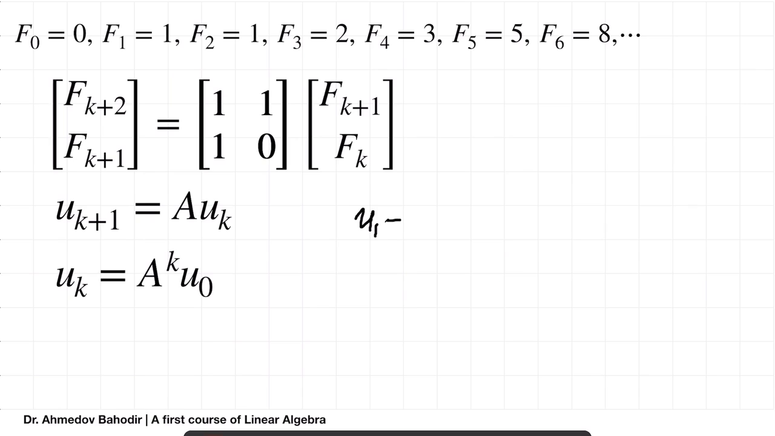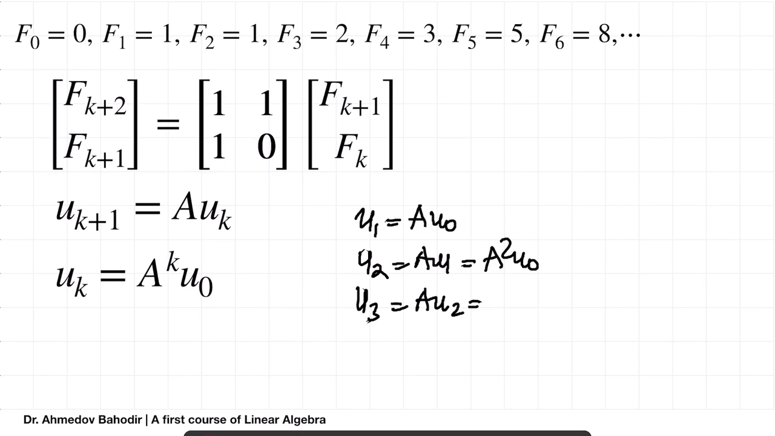We've just discussed that u1 is equal to A u0, u2 is equal to A u1, and if you substitute u1, it's going to be A squared times u0. u3 is equal to A u2. If you substitute A u2 into here, it's going to be A cubed times u0, and so on. In general, you're going to get this equation that uk is equal to A to the power of k times u0.